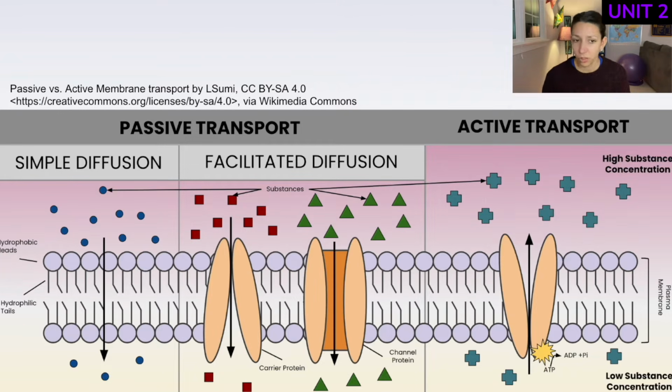Finally, we get to active transport, which does involve ATP or energy. And this is when we are moving from a low concentration to a high concentration. So we're going against the concentration gradient, and molecules are being sent in a way that requires extra energy. And we're going to use an extra transport protein to have this happen.